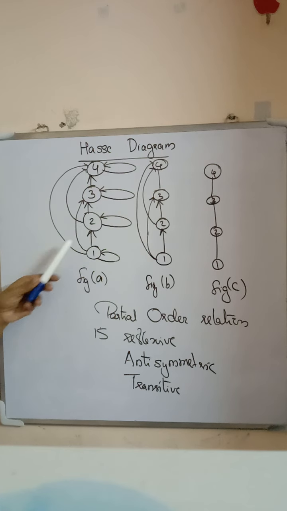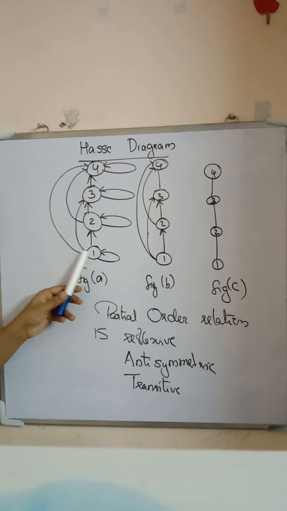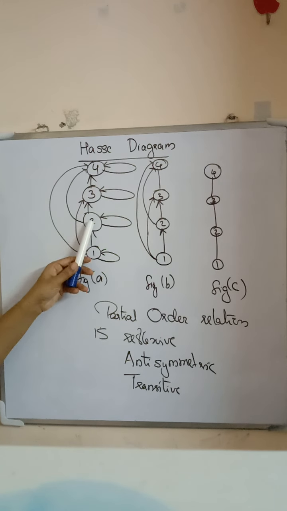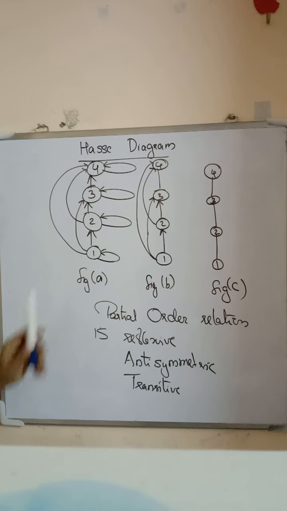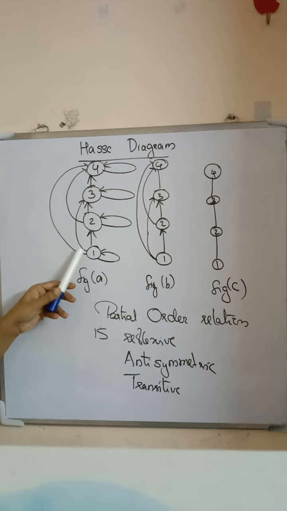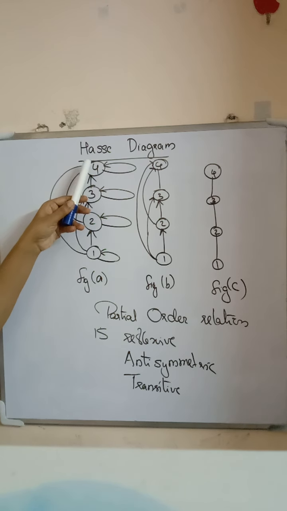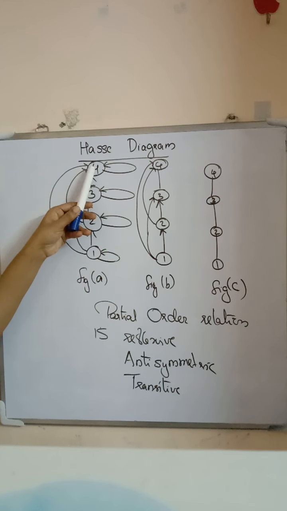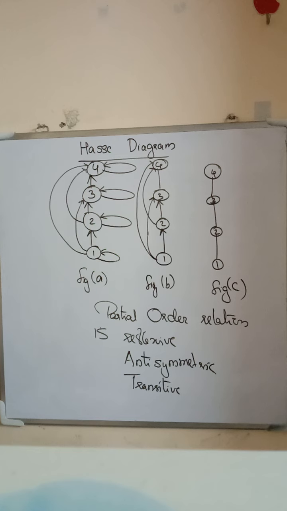Also it is transitive because 1 related to 2 and 2 related to 3, then 1 related to 3 exists, 2 related to 3, 3 related to 4, then 2 related to 4 exists. Also 1 related to 3 and 3 related to 4, then 1 related to 4 exists. Therefore this relation is transitive. Clearly, a partial order relation is reflexive, anti-symmetric and transitive.